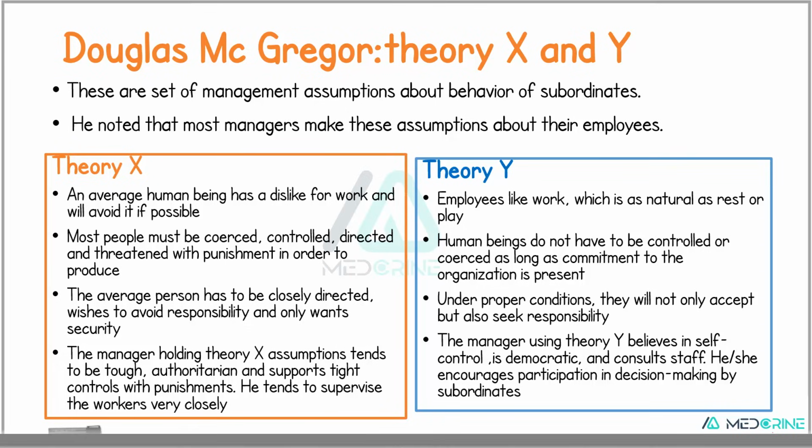And the average person has to be closely directed, wishes to avoid responsibility, and only wants security. The manager, therefore, holding theory X, tends to be tough, authoritarian, and supports tight controls with punishment. He also tends to supervise the workers very closely.